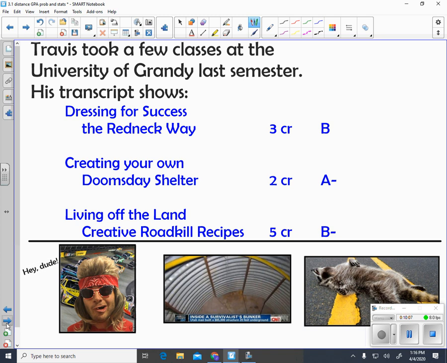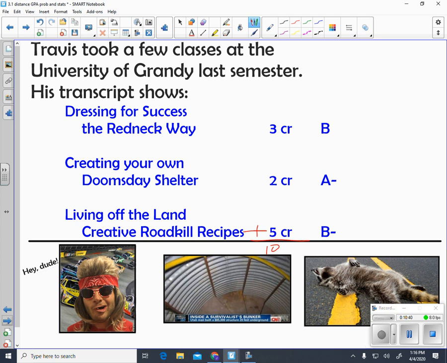Let's do one last one. Travis took a few classes at the University of Grandy. Wow, I didn't even know there was the University of Grandy. His transcript showed, let's see, dressing for success, the redneck way, 3 credits, earned a B. Creating your own doomsday shelter, 2 credit class. Living off the land, creative roadkill recipes, 5 credit class. So again, in these exercises, you add the number of credits, which in this case, Travis earned 10 credits.